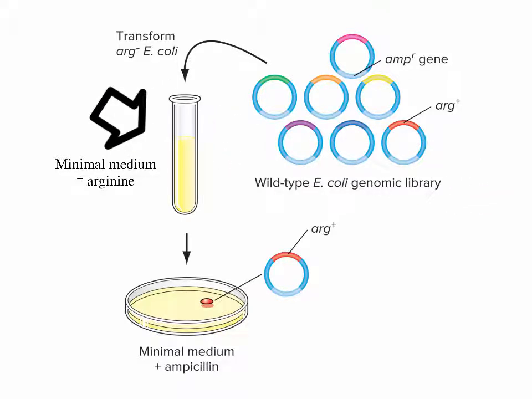Here, the genomic library is made in plasmid vectors with an ampicillin resistance gene as the selectable marker. The auxotrophs are growing in minimal medium supplemented with arginine. After mixing the library plasmids with the mutant bacteria, you can select for a transformant by plating the cells on medium containing ampicillin. If you omit the arginine supplement from the medium, the only colonies that will appear are bacteria transformed with a plasmid that enables the cells to make arginine. That plasmid most likely contains a wild-type copy of the E. coli gene that is mutant in the auxotrophs.